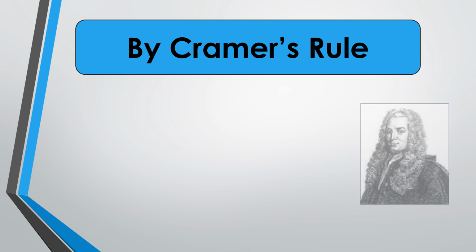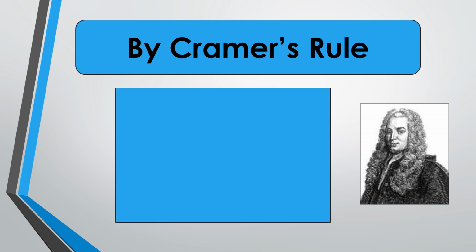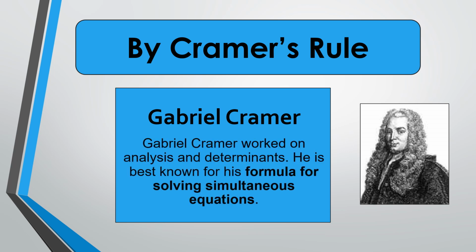By Cramer's rule. In linear algebra, Cramer's rule is an explicit formula for the solution of a system of linear equations and is valid whenever the system has a unique solution. French mathematician Gabriel Cramer discussed the method in his publication on the rule for the arbitrary number of unknowns in the year 1750.